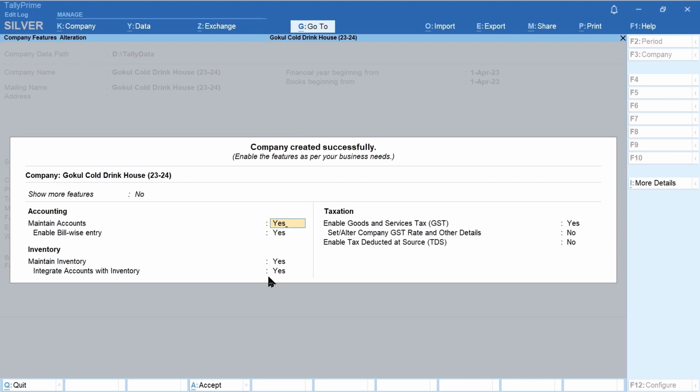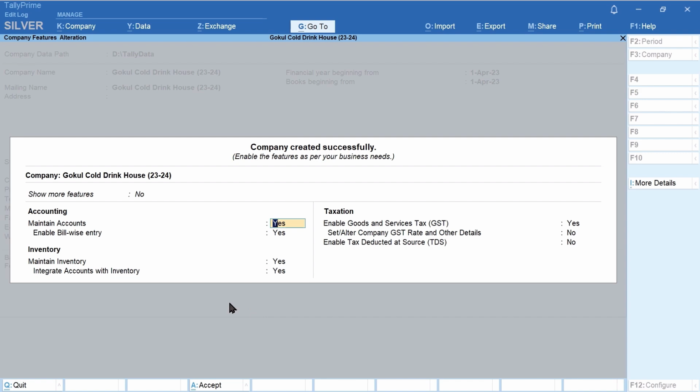For example, a trader will require the inventory feature. He will need to maintain a list of stock items, use units of measurement, and generate stock reports. Whereas, an organization that provides services may not need to maintain inventory at all. So, the requirements of a trading business and a service-based company are different, and Tally Prime allows us to adjust the features accordingly. Tally Prime is an ERP software.